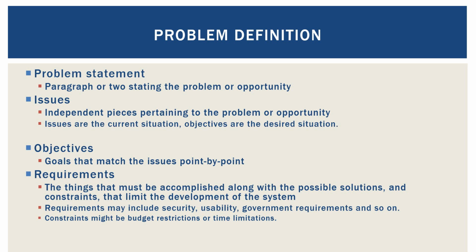Okay, let's look at our problem definition. We start with what we call a problem statement, which is a paragraph or two stating the problem or opportunity. Then there might be issues, which are independent issues pertaining to the problem or opportunity. Issues are the current situation, objectives are the desired situation.